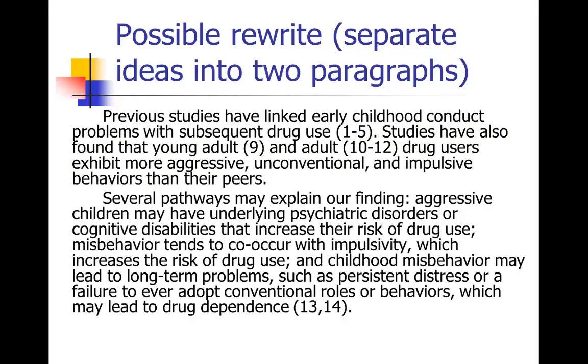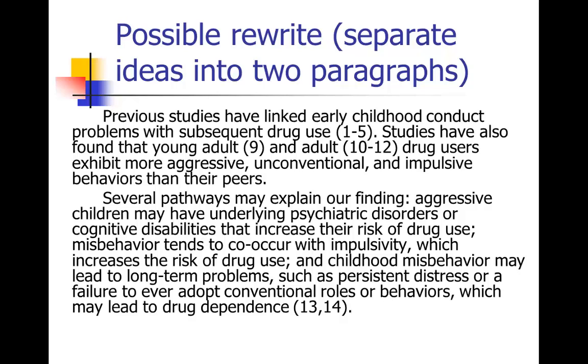Aggressive children may have underlying psychiatric disorders or cognitive disabilities that increase their risk of drug use. Misbehavior tends to co-occur with impulsivity, which increases the risk of drug use. And childhood misbehavior may lead to long-term problems such as persistent distress or a failure to ever adopt conventional roles or behaviors, which may lead to drug dependence. Now notice that second paragraph is actually only one single sentence. I've used a colon in a list there. That's perfectly okay. I tried to also clear up a little bit of connections, which maybe were a little bit confusing in the original example. So hopefully you were able to make that example a little bit shorter, crisper, and clearer.